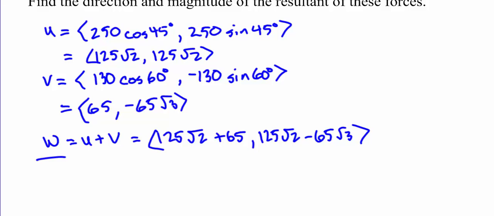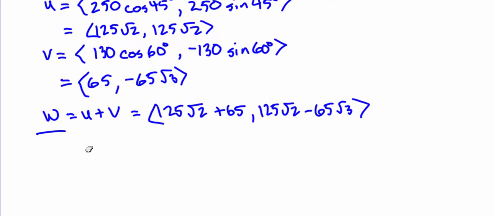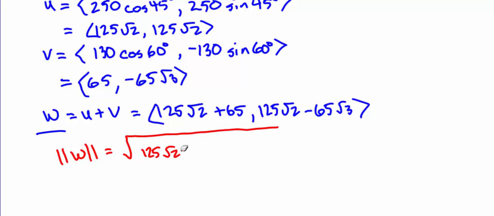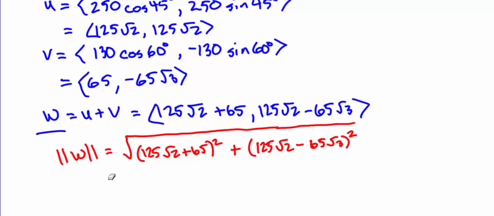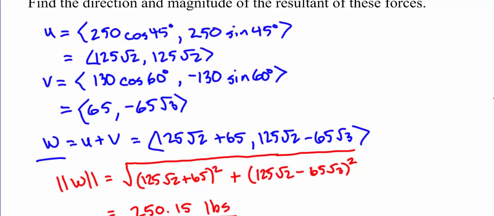The only other thing left to do is we have to find both the magnitude and the direction. So to find the magnitude of vector w, we're going to use our distance formula. It may look a little ugly here, but we have these little machines called calculators that can do some of this work for us. You just have to make sure you type in the right numbers, of course. And then our other term would be 125 square root of 2 minus 65 square root of 3 squared. And when you do that work, you'll find that the magnitude is about 250.15 pounds.